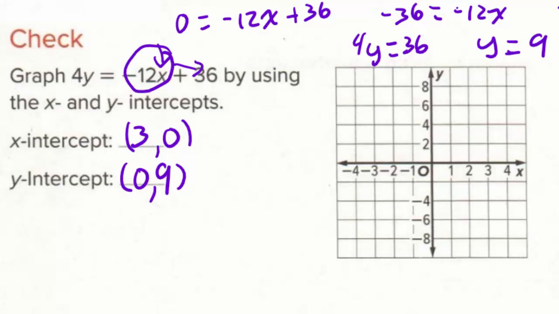3, 0 would be right about here, and 0, 9 would be, looks like right about here. And then draw your straight line through it. Make sure you go all the way across the graph and add your arrowhead.